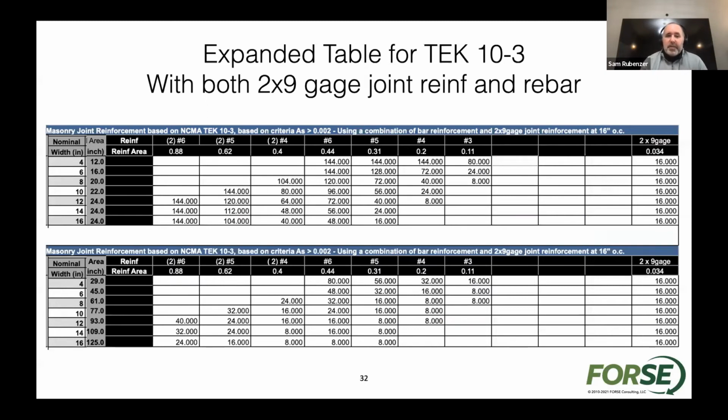So what I'm doing here with this table is showing, if I have in the wall 2 9-gauge wires at 16 inches on center, then how much additional bond beam reinforcement do we need to add throughout the wall? So again, creating different options, giving contractors the ability to look at how we can build these walls differently.